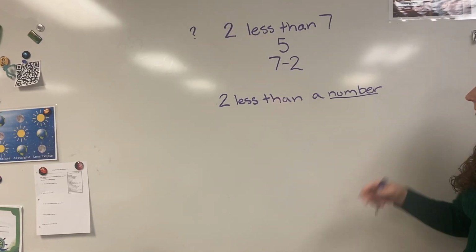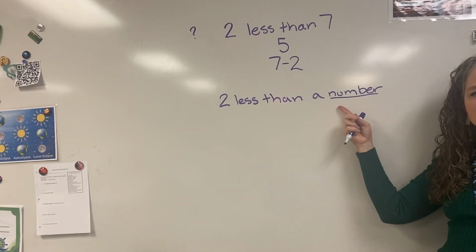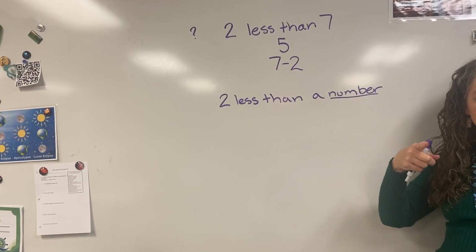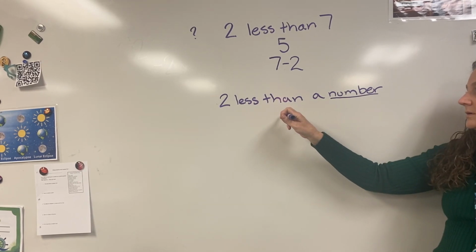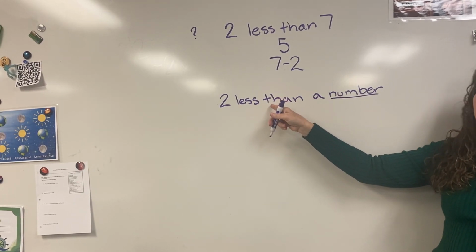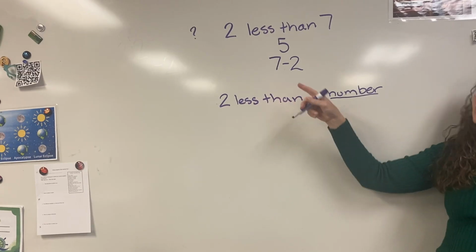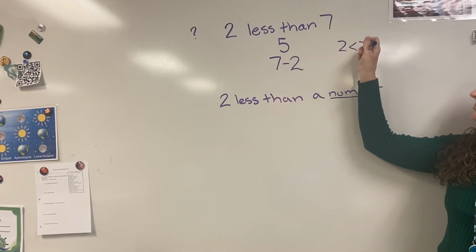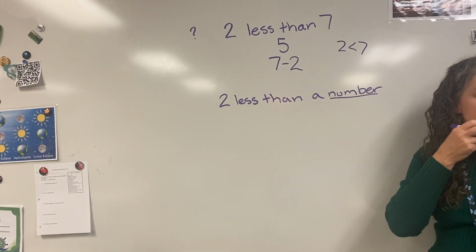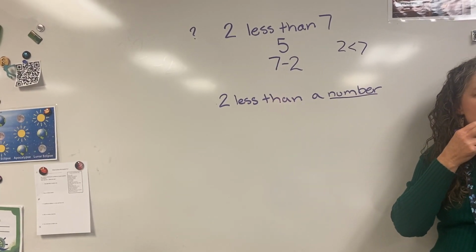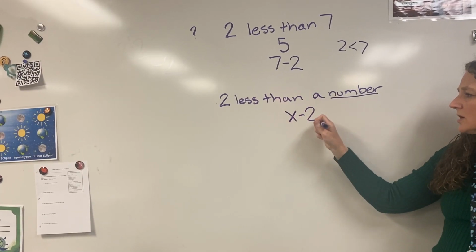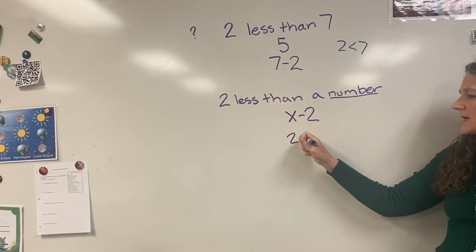Okay, so how would I write 2 less than a number? How would I write that? You write 2 and the little less than sign. Okay, no. We're not doing greater than and less than. It's going to be the same thing as 2 less than 7. I did not do 2 less than 7. I'm looking for, yeah, Kessler. X minus 2. Why would you do x minus 2 and not 2 minus x? Because we don't know what X is.